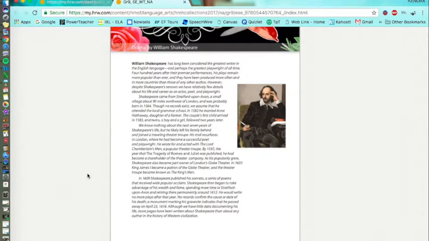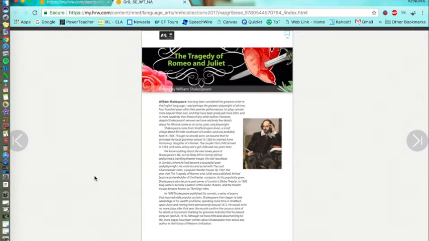Shakespeare then began to take advantage of his wealth and fame, spending more time in Stratford-upon-Avon and retiring there permanently around 1612. He would write no more plays after that year. No records confirm the cause or date of his death. A monument marking his gravesite indicates that he passed away on April 23, 1616. Although we have little data documenting his life, more pages have been written about Shakespeare than about any author in the history of Western civilization.